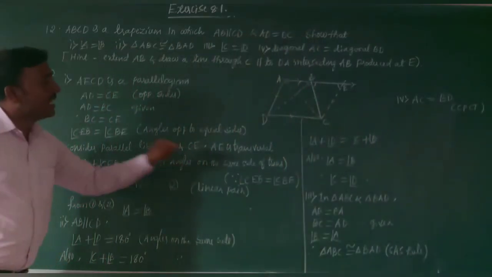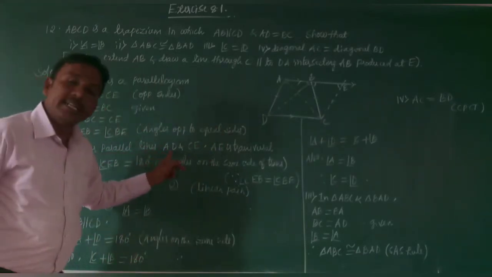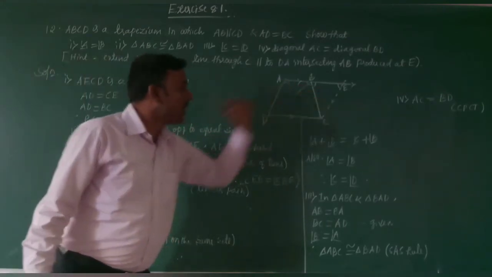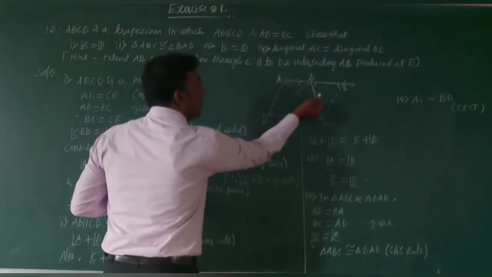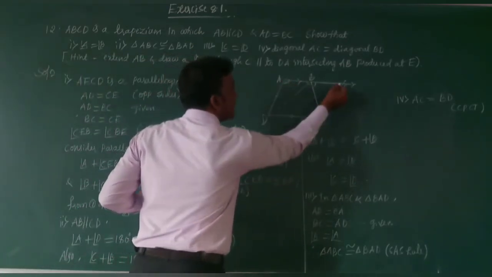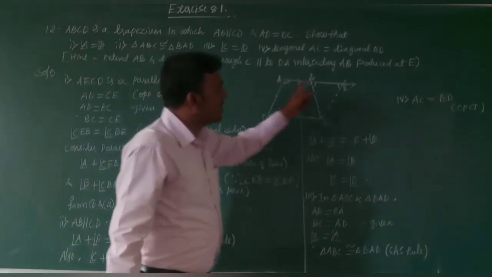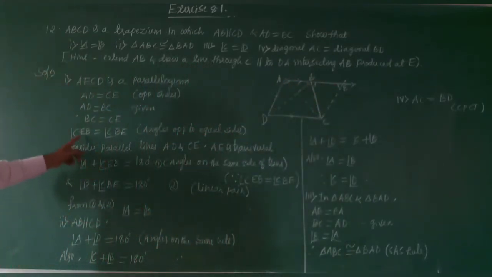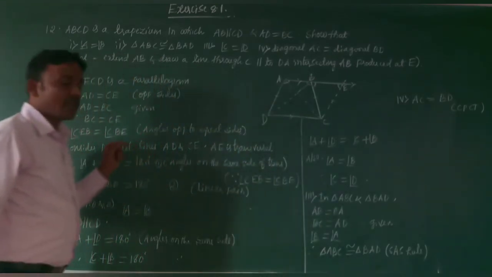Consider parallel lines AD and CE. AE is the transversal for these two parallel lines. Angle A plus angle CEB is equal to 180 degrees. These are angles on the same side of the transversal, and angles on the same side of the transversal will be supplementary. So angle A plus angle CEB is equal to 180 degrees. Say equation number 1.